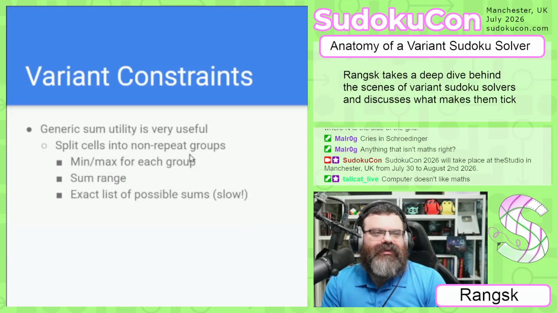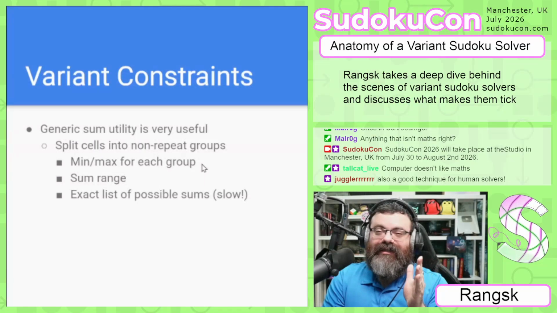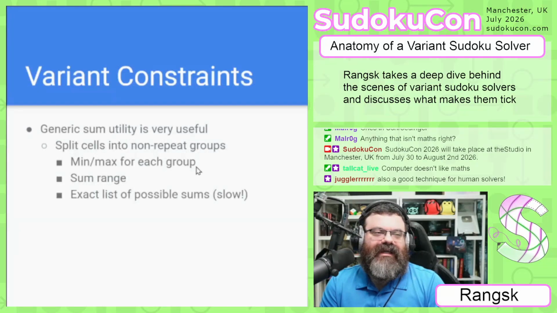So what do we want to be able to do to those groups? Well, we want to be able to figure out what is the minimum sum and what is the maximum sum. We want to be able to do that very quickly. So even if it's a little bit wrong, as long as it's wrong by being too big of a range rather than too small of a range, that's usually actually fine. But you want some granular min max for that group that can be calculated quickly.